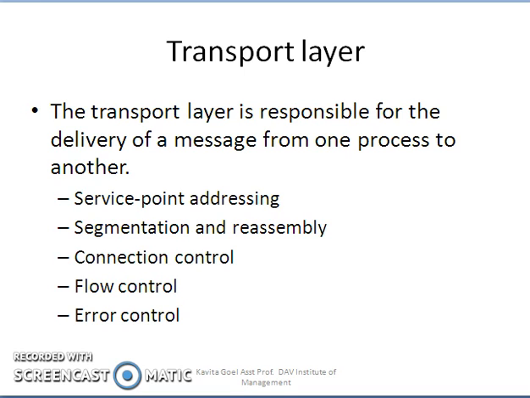The next function is the flow control. Like the data link layer, the transport layer also performs flow control. However, flow control at this layer is performed end-to-end rather than across a single link. The next function is the error control. Like the data link layer, the transport layer is responsible for error control. However, error control at this layer is performed end-to-end rather than across a single link. The sending transport layer makes sure that the entire message arrives at the receiving transport layer without any error. So these are the functions of the transport layer.